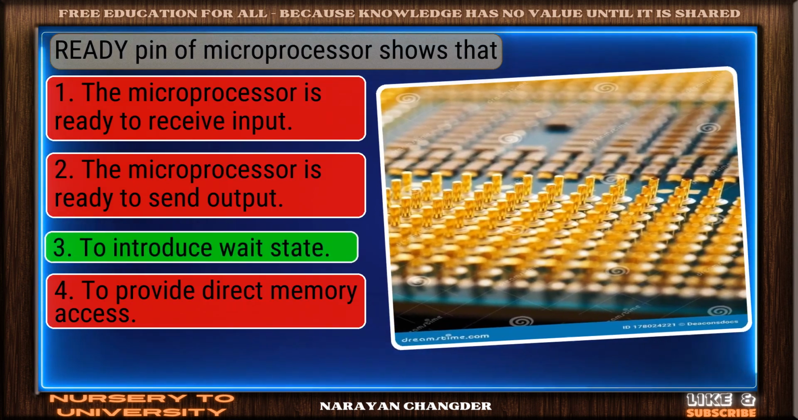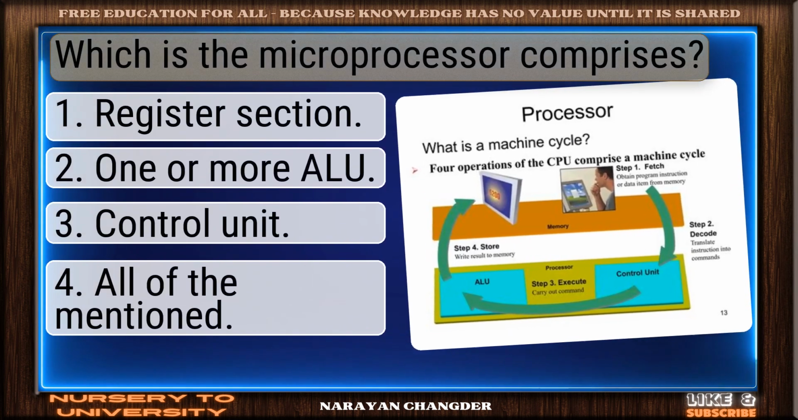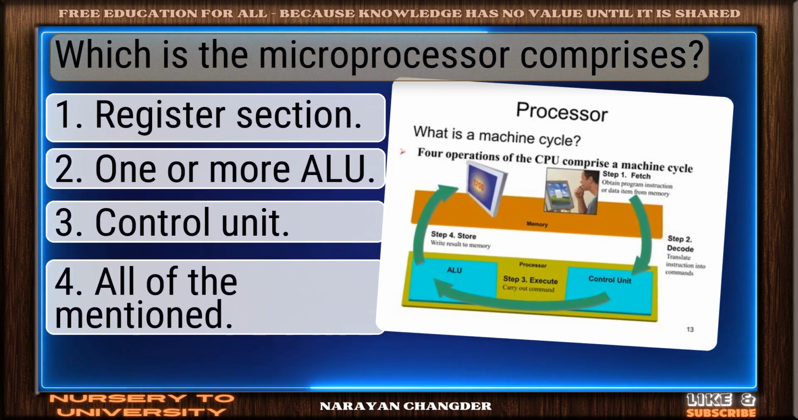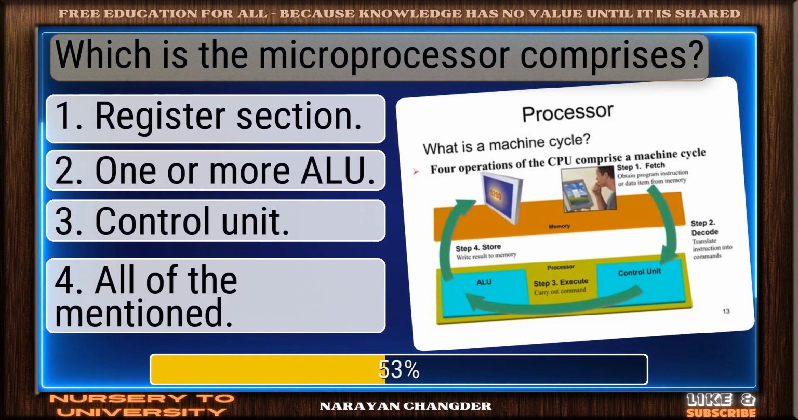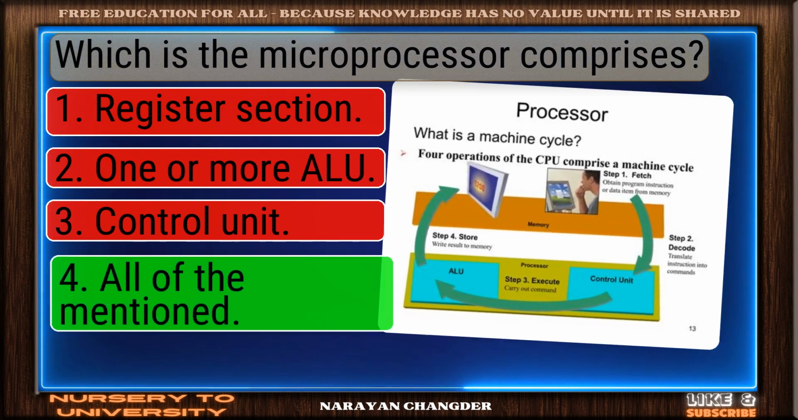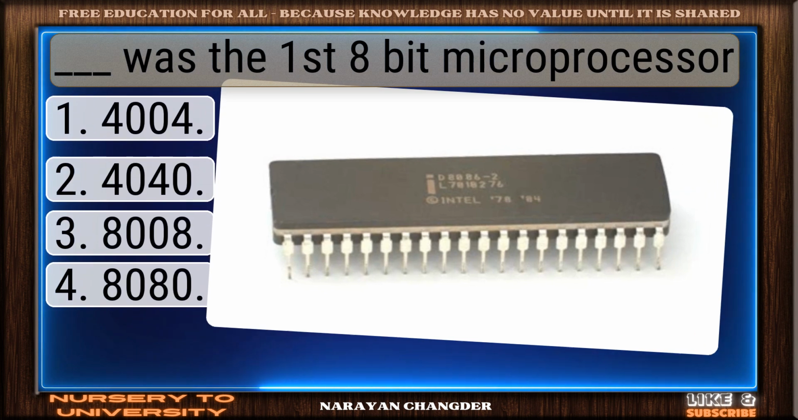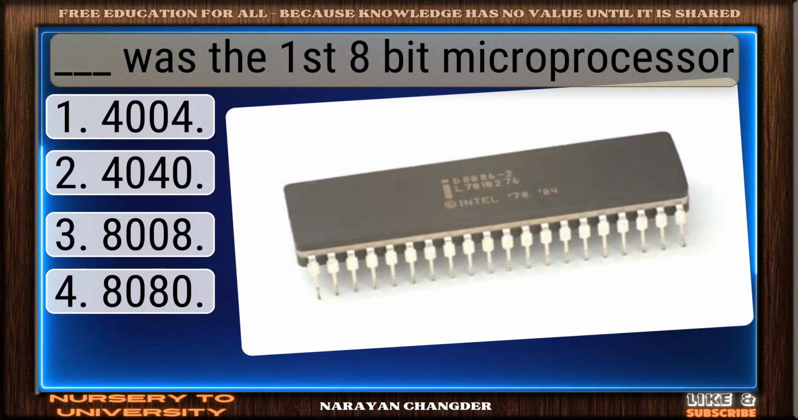Nicely done. To introduce wait state is a solid answer. Question number 47. Which is the microprocessor comprises? Bravo. All of the mentioned is the answer. Question number 48. Dash was the first 8-bit microprocessor.